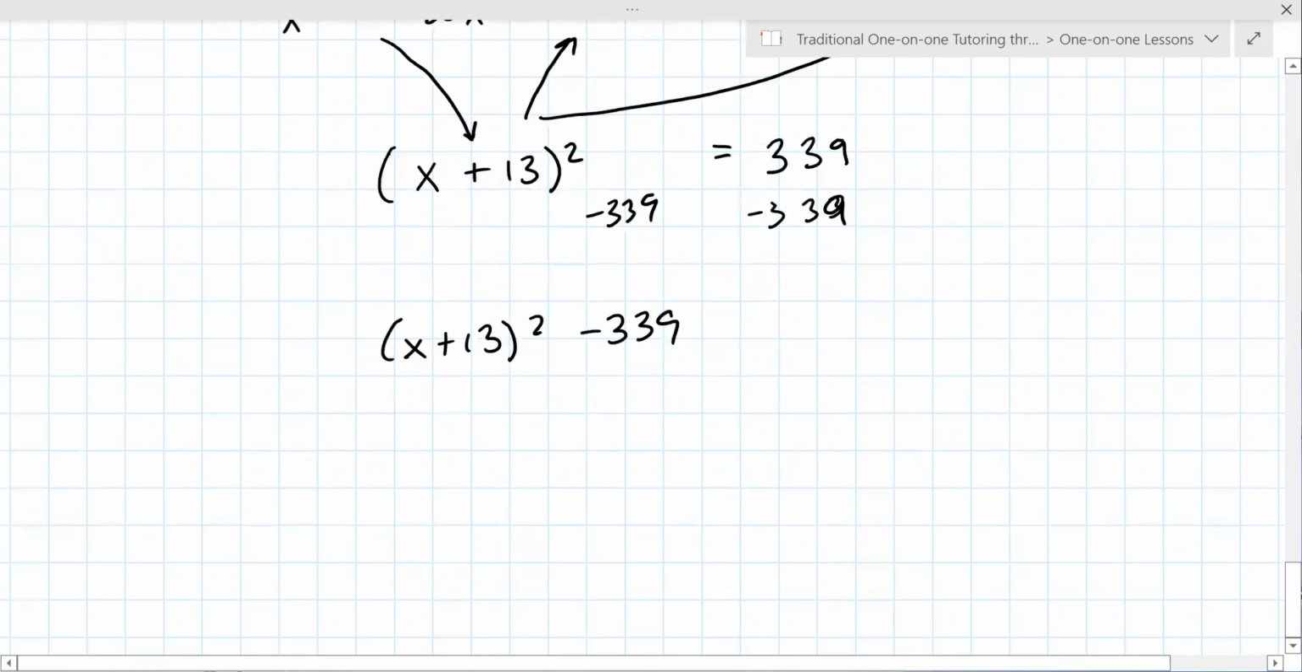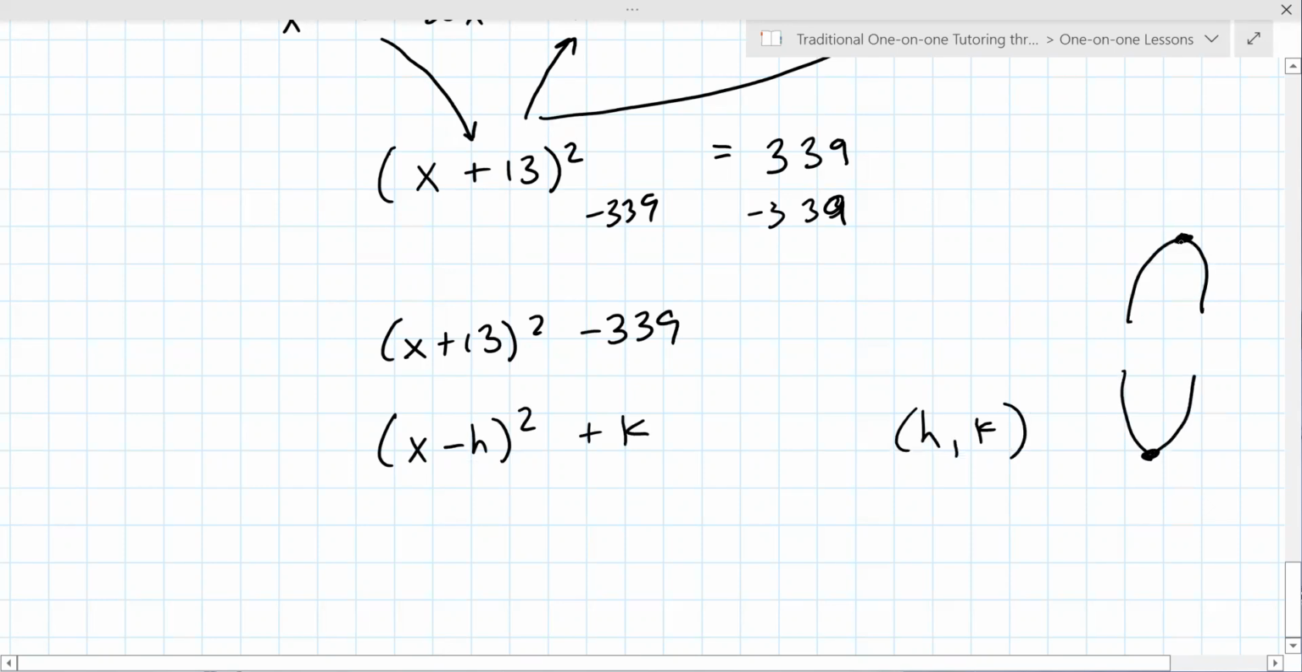Now this vertex form is very important here. x minus h squared plus k. Your vertex is that, like the min or the max, depending on the problem. So that's what this h, k is. So in your problem, k is usually the easier one to do. k is that other number there on the outside.